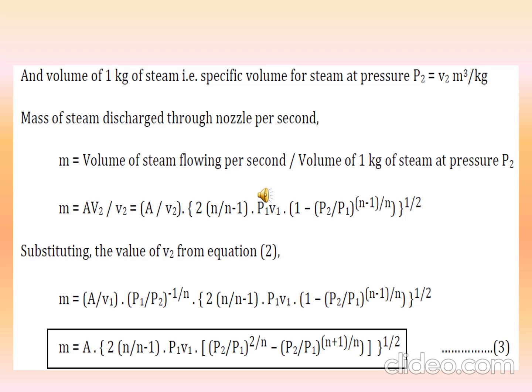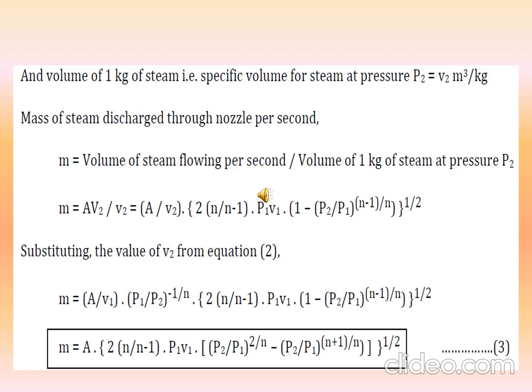Once again I am saying the formula: m equals a into the square root of 2 into n by n minus 1, p1 v1, into (p2 by p1) to the power 2 by n minus (p2 by p1) to the power n plus 1 divided by n. So this is our formula. Now we will discuss the critical pressure.